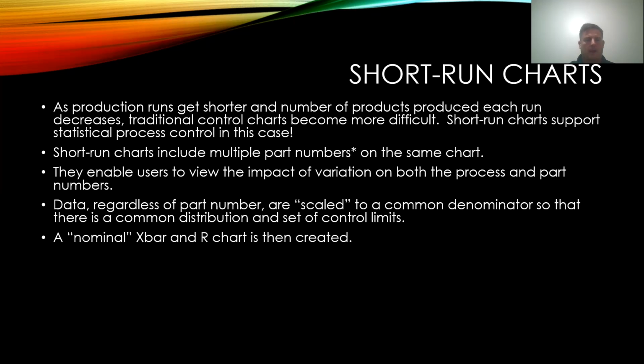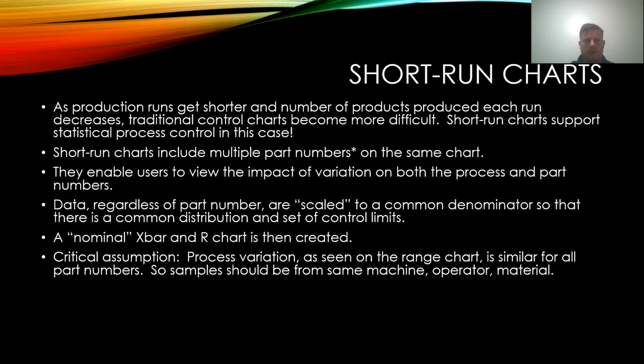And then a nominal X bar and R chart is created off of that. So the critical assumption for some of these short run charts is that process variation, as seen on the range chart, is similar for all part numbers. So samples should still be from the same machine, operator, material. So we make sure that we have still some semblance of order, and it doesn't just become a free-for-all with all different machines and materials and everything else. So we want to keep it within the family there.